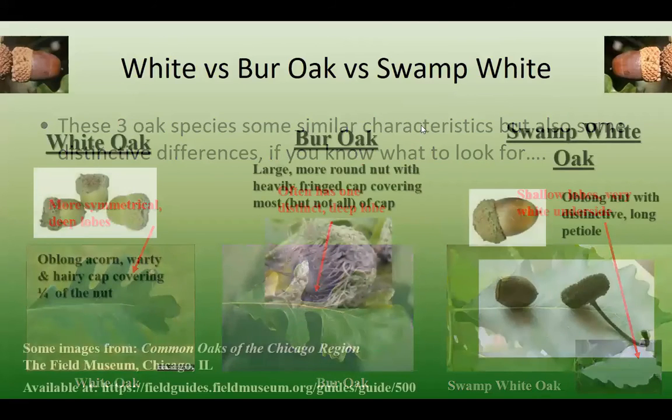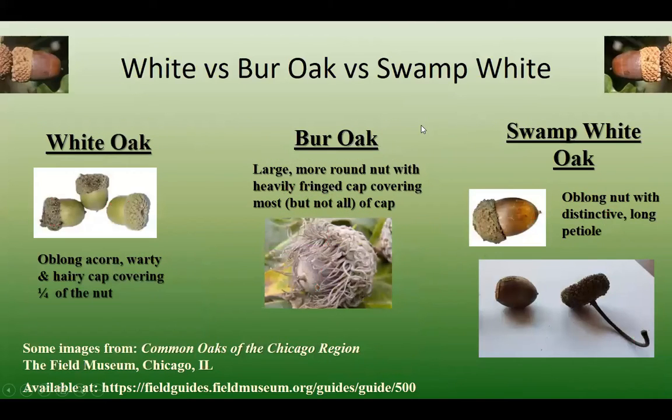Okay, and on our next slide here, we compare the acorns of the three. A lot of the pictures in this slide I took from the reference at the bottom of the slide, the common oaks of the Chicago region. That's a little guide put out by the Field Museum and a free PDF online. Just a wonderful document that compares a lot of our native oaks and contrasts. They have a section where they show all of the acorns at the same scale. So that's why I wanted to add this slide with each acorn.